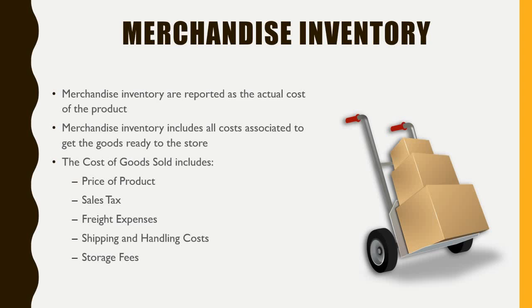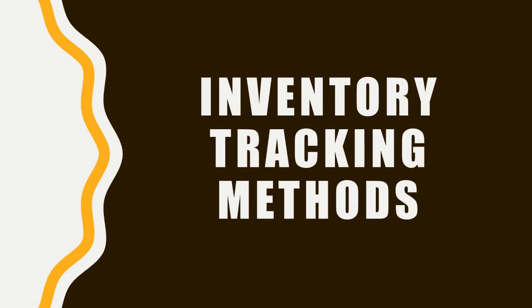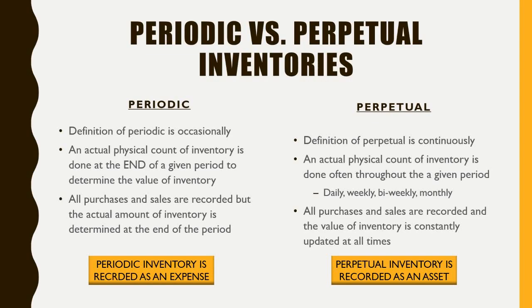Okay. Now we're going to be looking at our inventory tracking methods. We've got periodic and we've got perpetual. We're going to eliminate periodic from our brains for now and focus on perpetual inventory. The definition of perpetual is consistently, constantly, or continuously, whichever word you would like to apply. It doesn't matter, as long as you know that you're constantly updating your inventory.